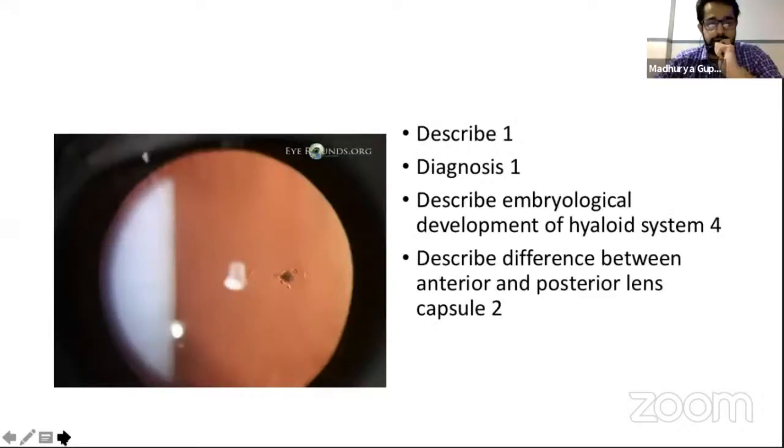Describe, 1 mark. Diagnosis, 1 mark. Describe embryological development of hyaloid system. And describe difference between anterior and posterior lens capsule. So, this description looks like a Mittendorf dot. Mittendorf dot. Right. Correct. But that's not the description. Yes, that is the diagnosis. So how would you describe it?